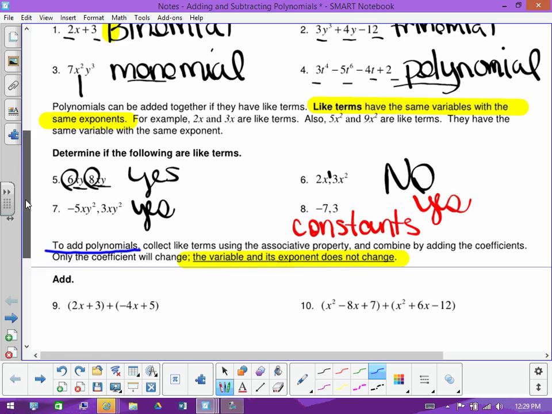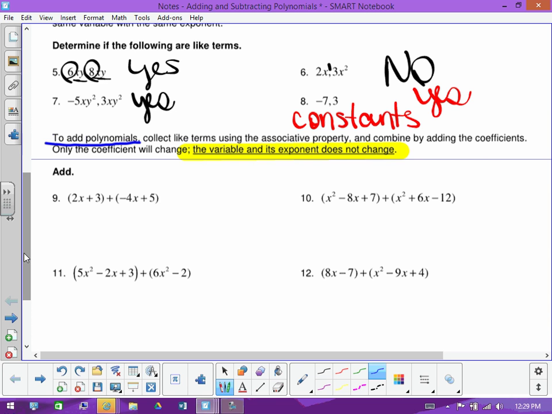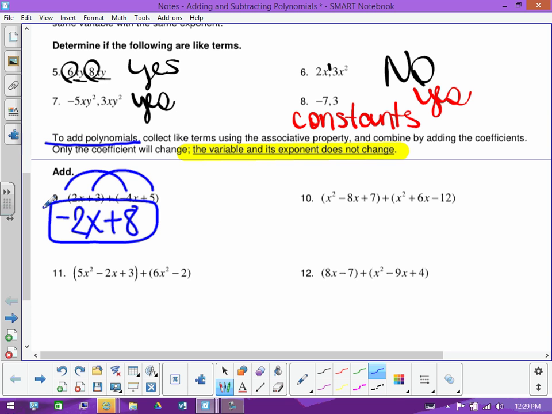So number 9, we're just going to add like terms. These are all addition. We don't have to worry about changing any signs. We're going to look at that in a minute. What's 2 plus negative 4? Negative 2. That's our x term. What's 3 plus 5? 8. You're done, just like we did before with expressions. There's no equal sign. Okay, you're done.